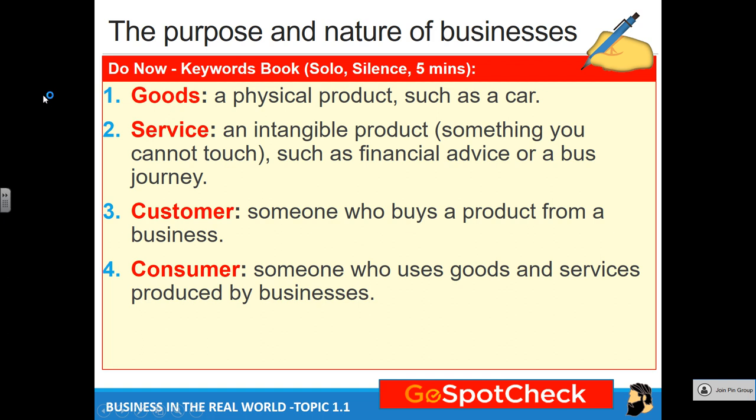Okay, ladies and gents, welcome to the first topic 1.1, known as the purpose and nature of businesses. Now, before we carry on with this lesson, I'm going to talk to you about these tasks here.